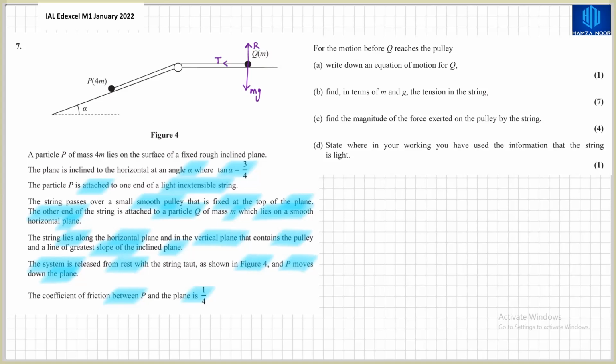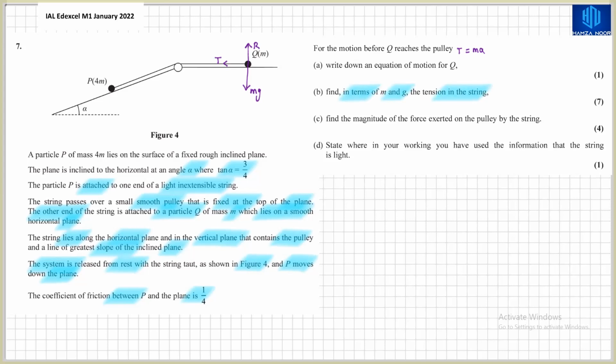We need to make an equation of motion for the particle Q. So we are going to say that T is equal to mass times acceleration. As simple as that. All right. So this was the answer of part A. And then in part B, it says: find, in terms of m and g, the tension in the string. Okay, we need to leave our answer in terms of m and g.